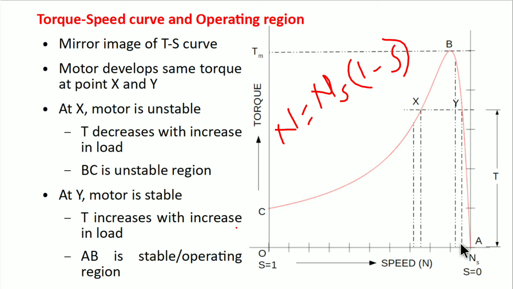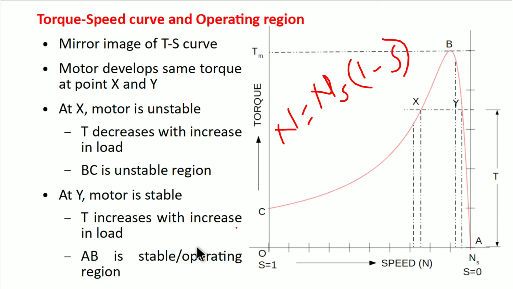So what we are doing, we are increasing the load. As a result, the speed decreases but torque increases, which meets the load requirements, and we can say that this is a stable region. The motor is stable at this point. So AB, this part of the curve, is called the stable region or operating region of the motor.